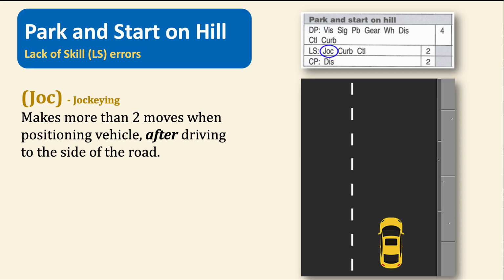Next up is jockeying. So if the applicant makes more than 2 moves when positioning the vehicle after driving to the side of the road. When they drive to the side of the road, you don't count that at all. You do count this: moving backwards, forward, backward again. That's 3 moves. That's jockeying. Don't count the one when they drive to the side of the road.